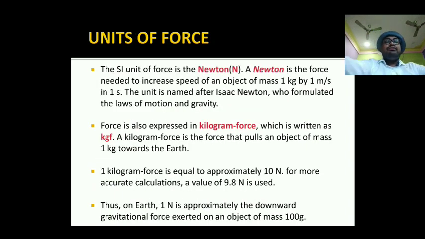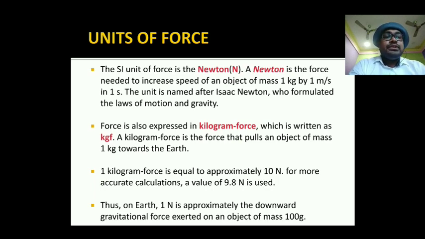Then we have the units of force. The SI unit of force is the Newton, and a Newton is the force needed to increase the speed of an object of mass 1 kg by 1 meter per second in 1 second. The unit is named after Isaac Newton, who formulated the laws of motion and gravity.